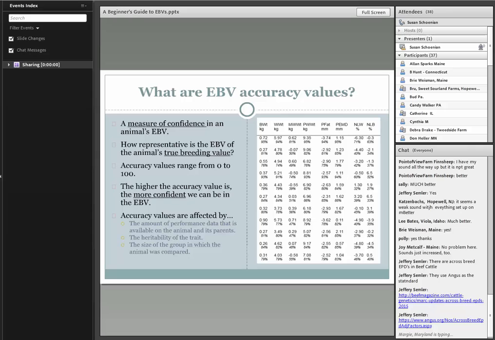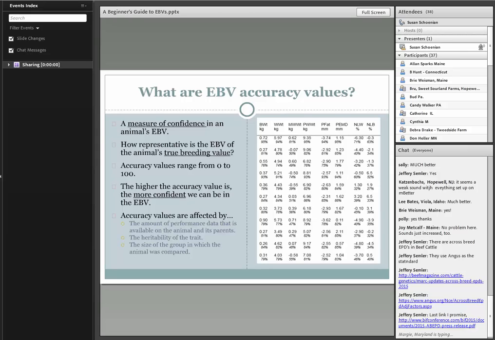The next concept that's really important is accuracy values. These are a measure of the confidence in that EBV. How representative is that EBV of the animal's true breeding value? Remember, genetics is about predictions. If you look at this data, the big numbers are the EBVs, and the smaller numbers in italics are the accuracy figures. Accuracies range from 0 to 100. Obviously, the closer it is to 100, the better.